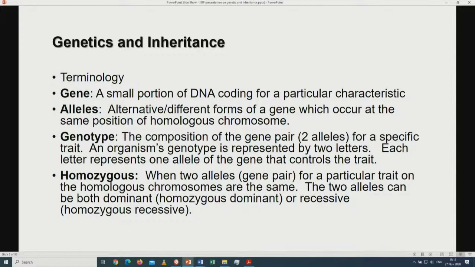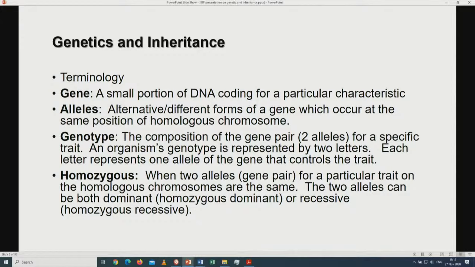The terminology includes a gene, which is a small portion of DNA coding for a particular characteristic. Alleles are alternative or different forms of a gene which occur at the same position on homologous chromosomes. A genotype is the composition of a gene, which has two alleles for a specific trait. An organism's genotype is represented by two letters, and each letter represents one allele of the gene that controls the trait.